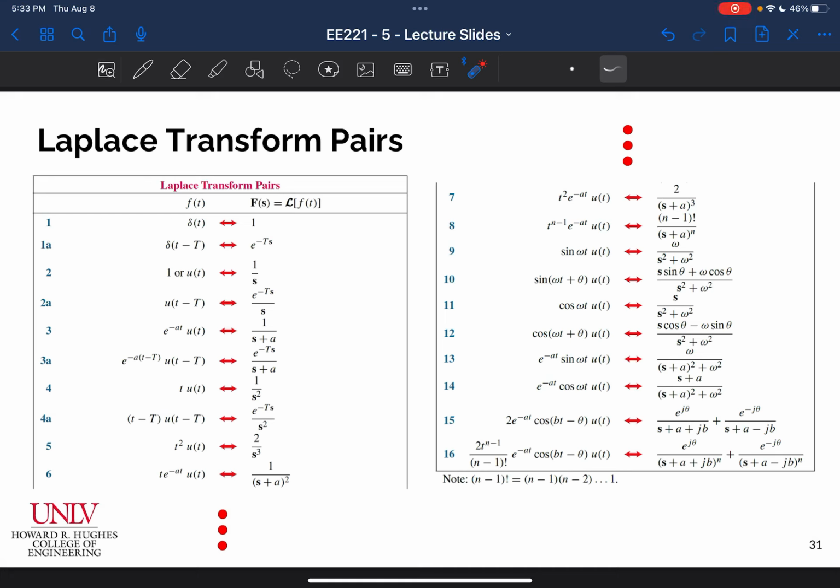All right, so this is the Laplace transform pairs table from the textbook. I think it's super helpful. This is definitely something you're going to refer to a lot when solving these types of problems. Let's just take a look at a couple of the ones that we've already seen.